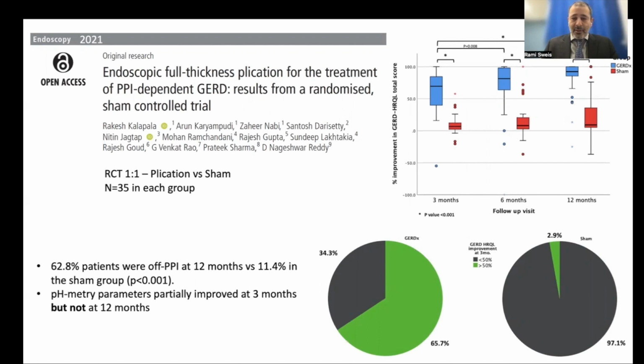The most recent randomized controlled trial had 35 patients who had plication with GERD-X versus sham. As you can see on the right, the health-related questionnaire scores at 3 months, 6 months, and 12 months show a clear and significant improvement in those who had the plication versus sham. And 2/3 of patients were off PPIs at 12 months compared to sham. However, pH-metry results improved at 3 months, but not at 12 months.